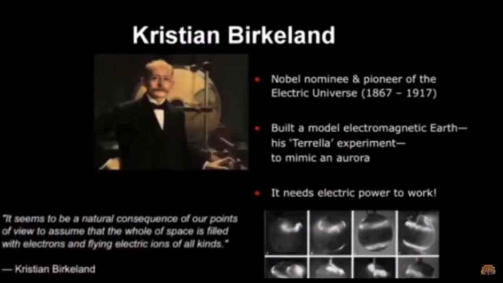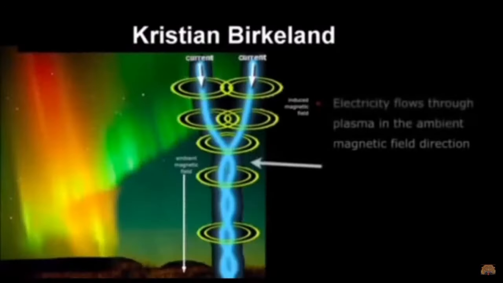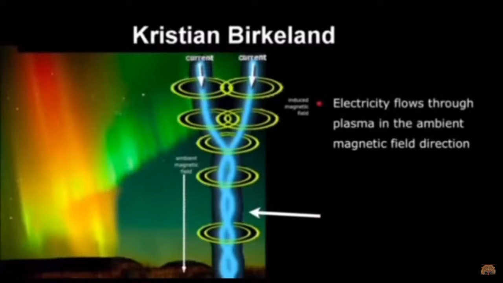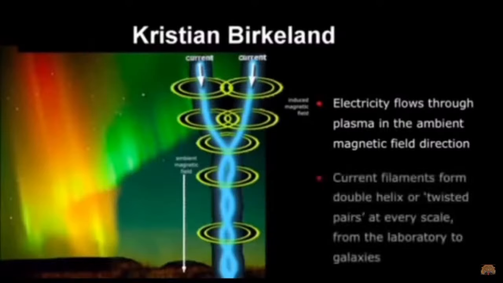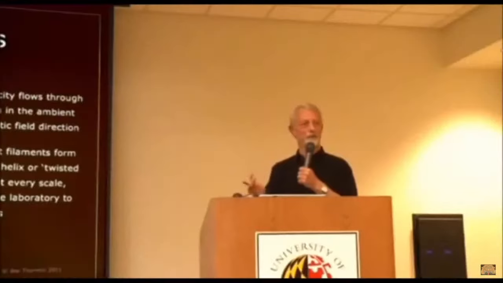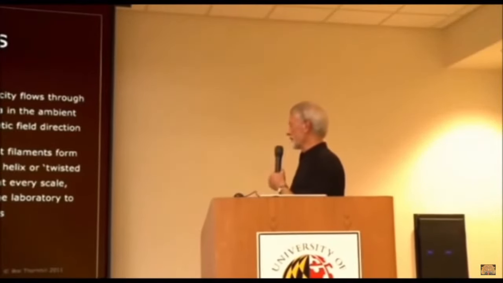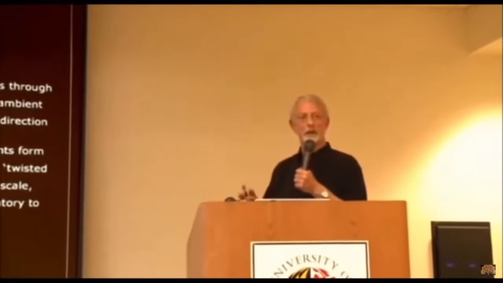He wrote, "It seems to be a natural consequence of our points of view to assume that the whole of space is filled with electrons and flying electric ions of all kinds." He was rather prescient in his statements. There's more to come. These fields, the ambient magnetic field, which you can see here, are named after him. And it is the force-free means of transferring electrical power from one part of the universe to the other. The current filaments naturally form double helix or twisted pairs at every scale, from the laboratory to galaxies. And that's due in part to the difference in mass of the positively charged particles that carry the current and the negative, of course, the electrons that carry the current. It's interesting how these small differences here and there account for the complexity.